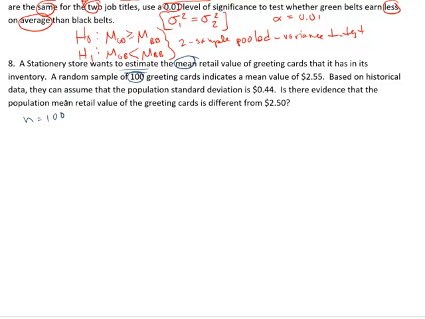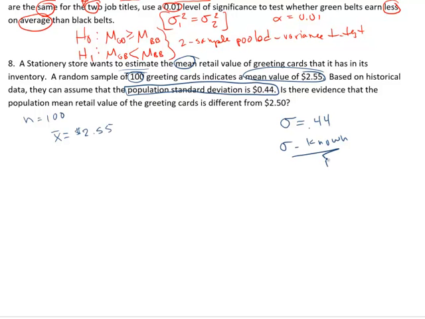A random sample indicates a mean value of 2.55. So I know that the sample mean is $2.55. It just told me that. Based on historical data, they can assume the population standard deviation is 0.44. So I know that the population standard deviation equals 0.44. Also, since we know it, we could say sigma is known. Looks like a z-test to me.